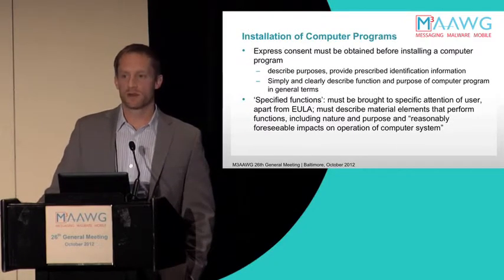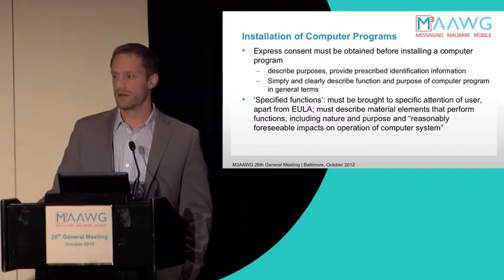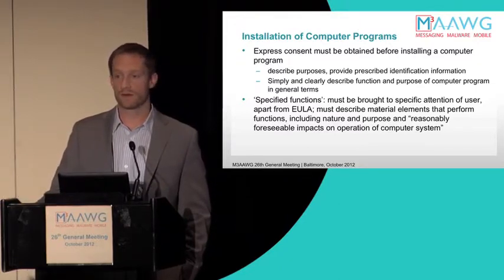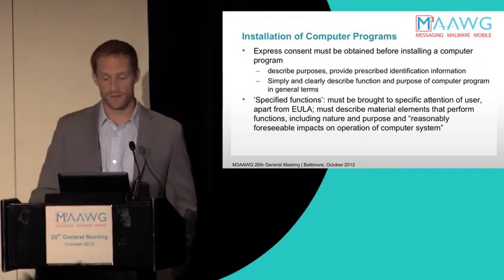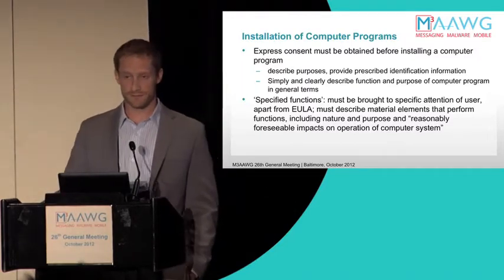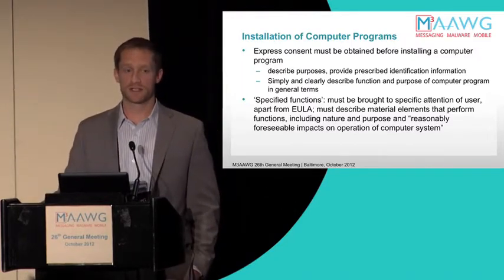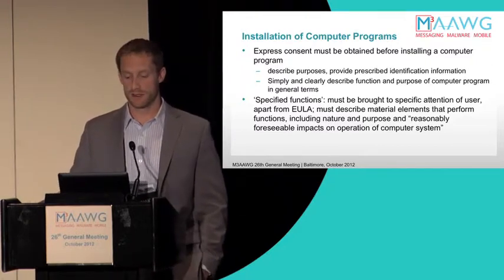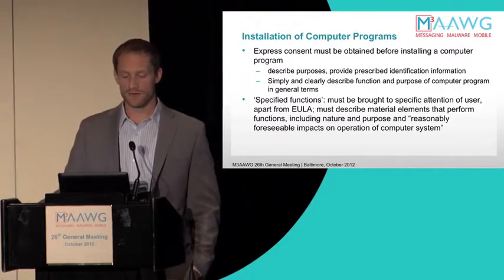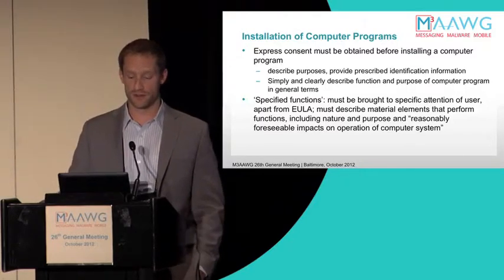And the installation of computer programs, again, this is a little bit new. I don't think we've really discussed this very much at MAAWG, but some of these rules are obviously very important for a lot of MAAWG members. In all cases, we need express consent before installing a computer program. Similarly to when we're requesting consent to send a CEM, we need to describe the purposes. So what are we doing? We're installing a computer program or a mobile app. Provide the prescribed information, which is similar. We have to simply and clearly describe the function and purpose of the computer program in general terms.